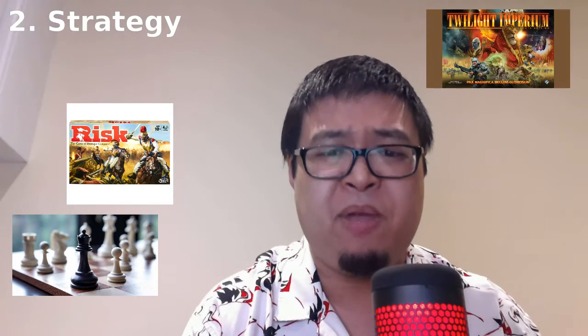Next, strategy. Games of strategy are all about big brain moves. Planning, bluffing, knowing what your opponent is going to do are the key steps to victory. These tend to have the most rules, but not always. Some great examples of strategy games are chess, Risk, and Twilight Imperium.